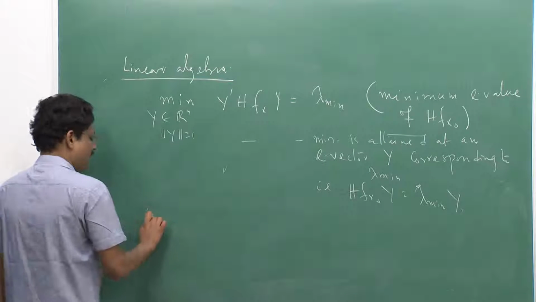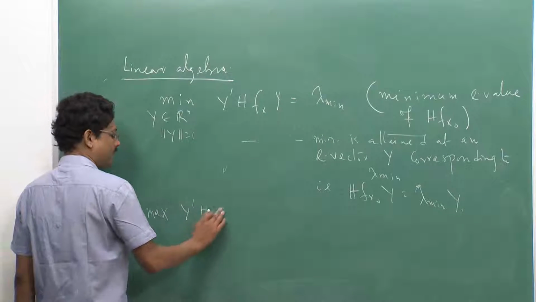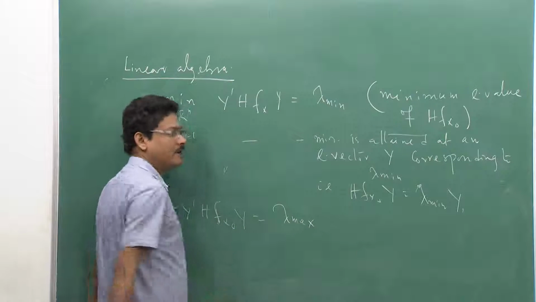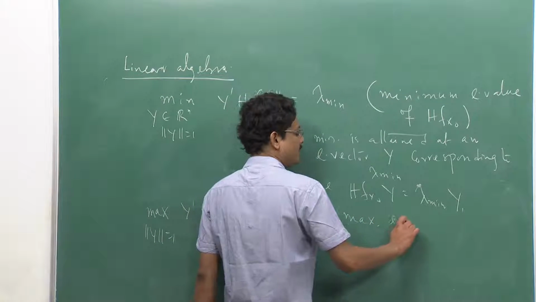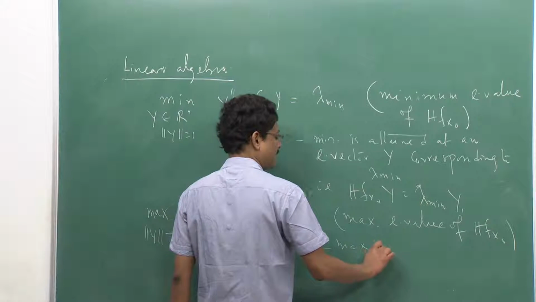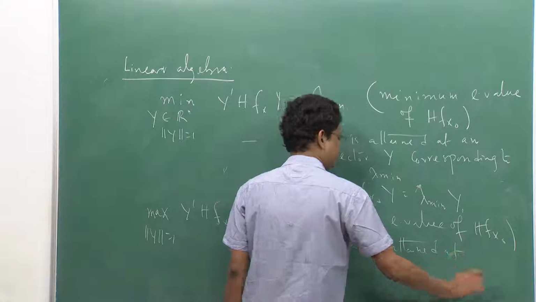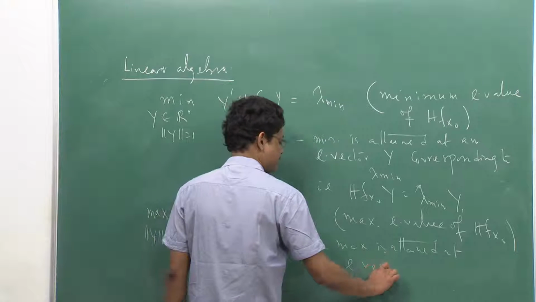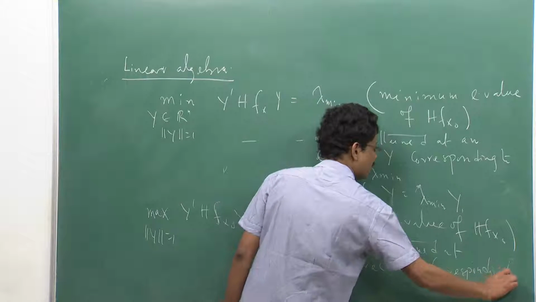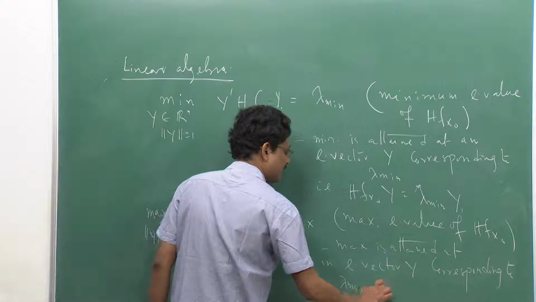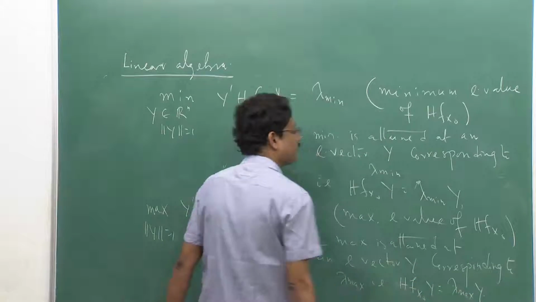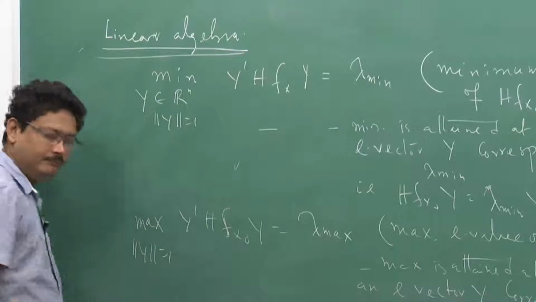Similarly, the maximum of y prime H f(x naught) y, over norm y equal to 1, is the maximum eigenvalue lambda max of H f(x naught), and the maximum is attained at an eigenvector y corresponding to lambda max, that is, H f(x naught) y equals lambda max y. This is a simple result from linear algebra, you prove it.